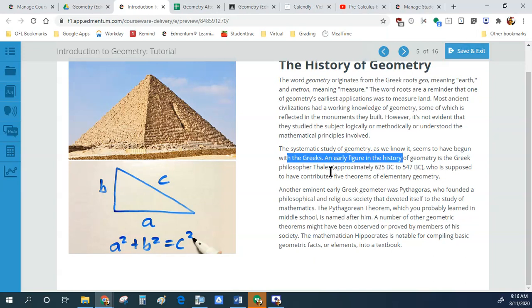So when geometry came around, it was literally just for building stuff. It wasn't necessarily for taking a class and learning it. It was a higher form of geometry.